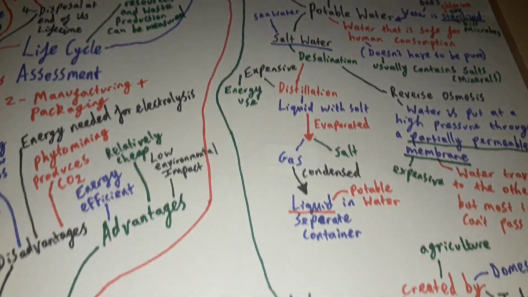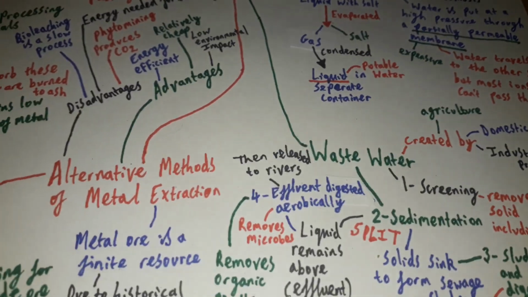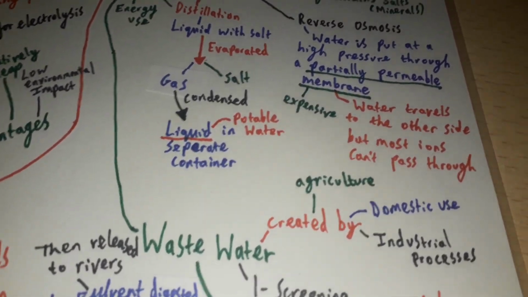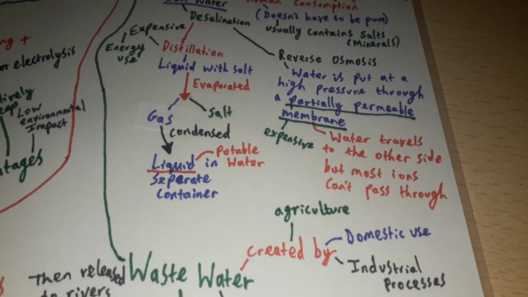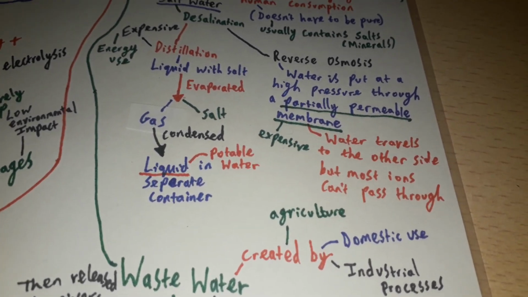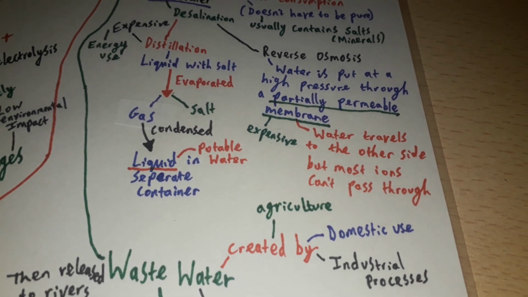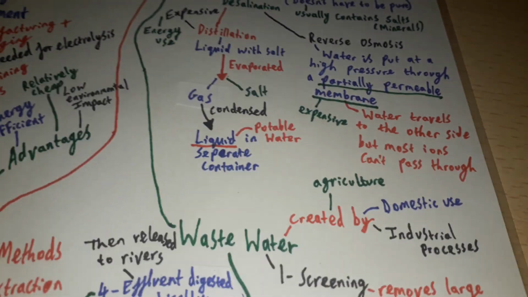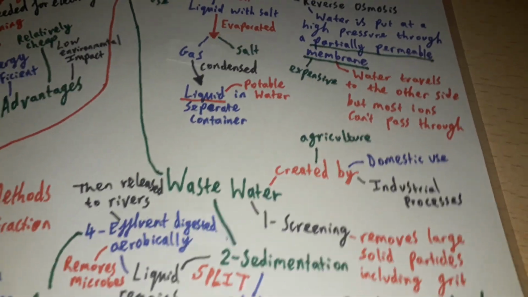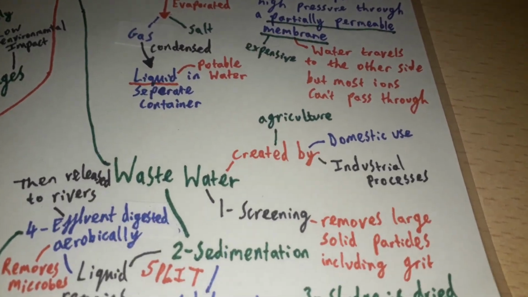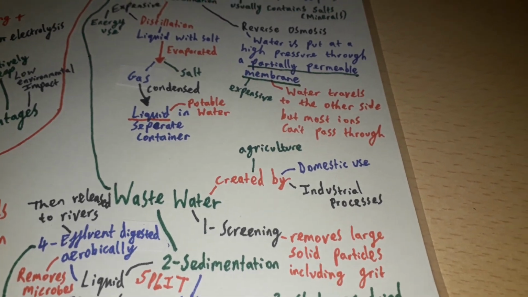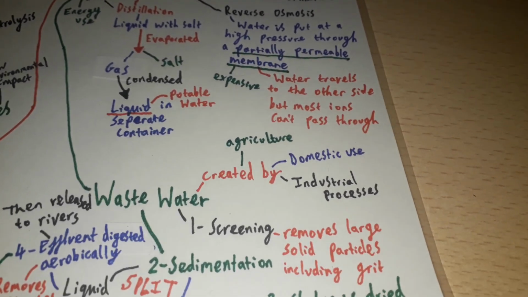So next, let's look at wastewater. Wastewater is created in many ways. It's created in agriculture, which is farming. It's created in domestic use, which is in houses, and industrial processes that generate a lot of wastewater. The first process in dealing with wastewater is screening, and this removes large solid particles including grit, because you can't have them in the water to put it back.